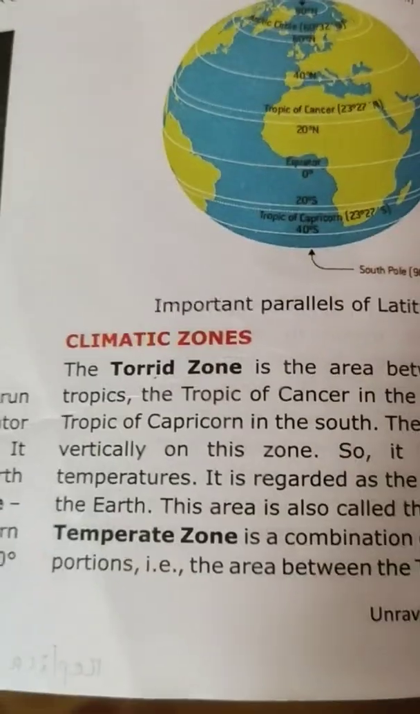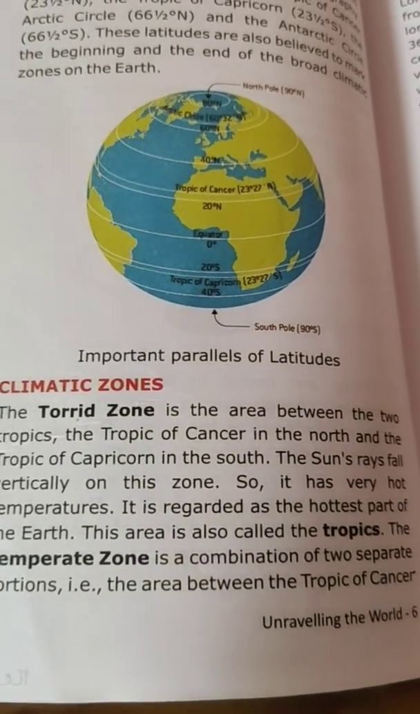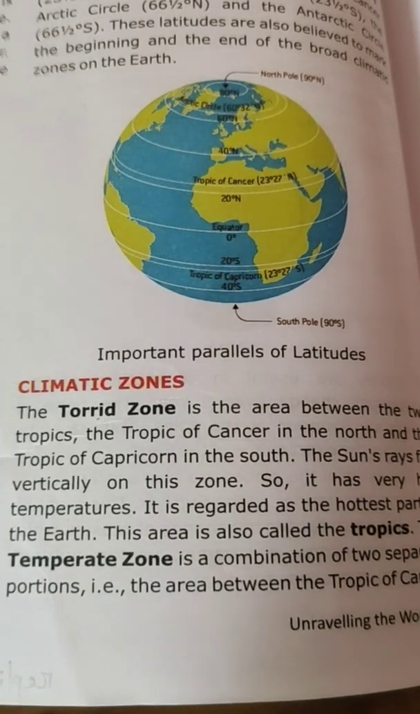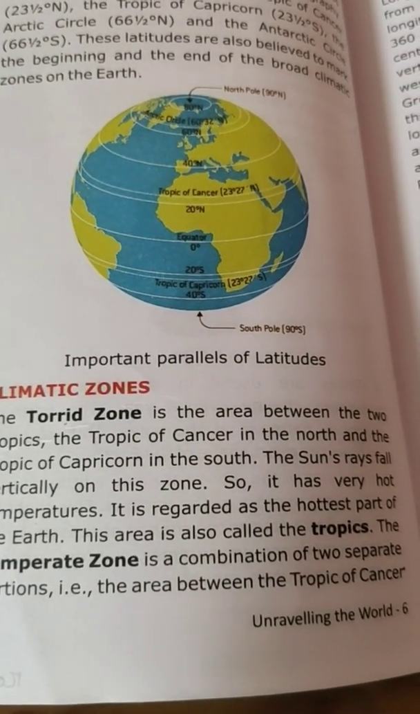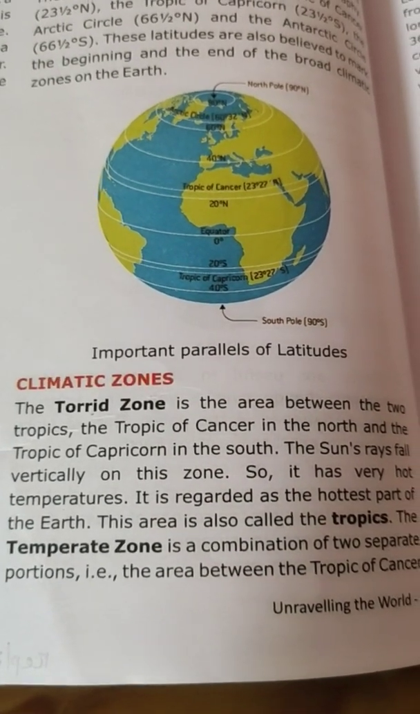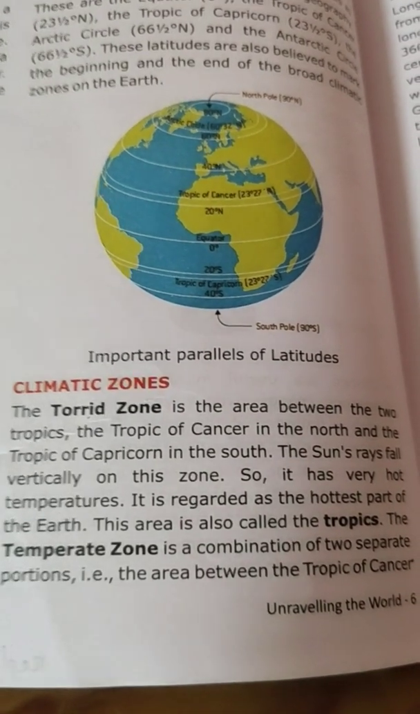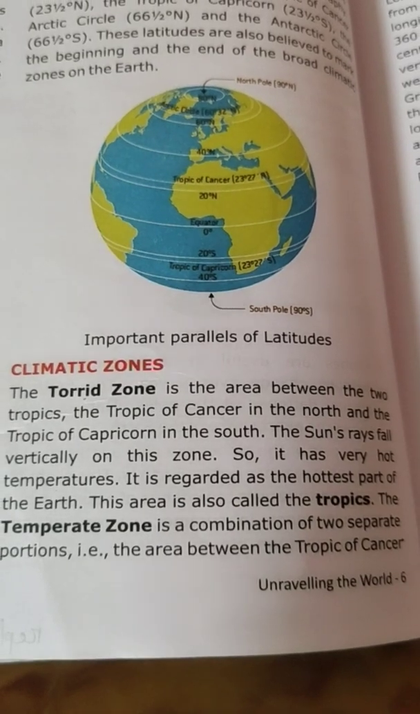Now next we'll see climatic zones. The torrid zone is the area between the two tropics, the Tropic of Cancer in the north and the Tropic of Capricorn in the south. The sun's rays fall vertically on this zone, so it has very hot temperatures. It is regarded as the hottest part of the earth. This area is also called the tropics.